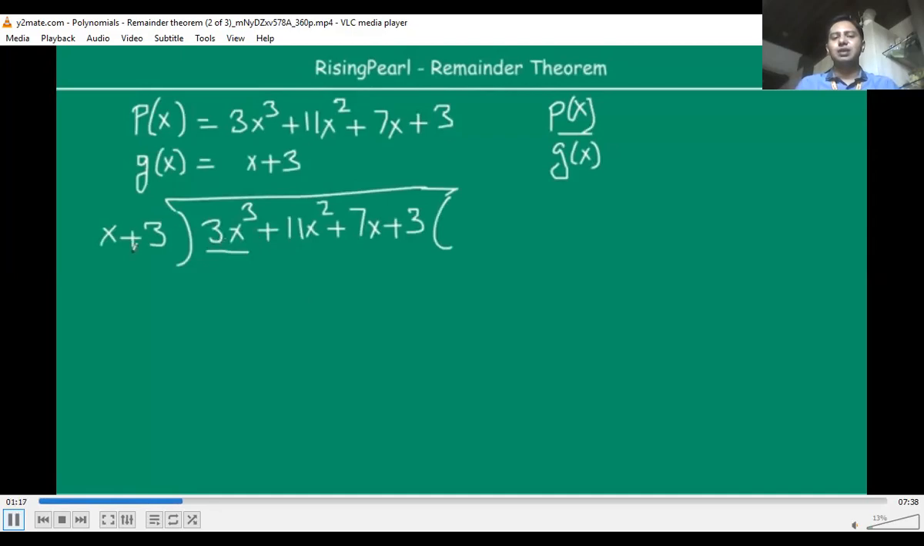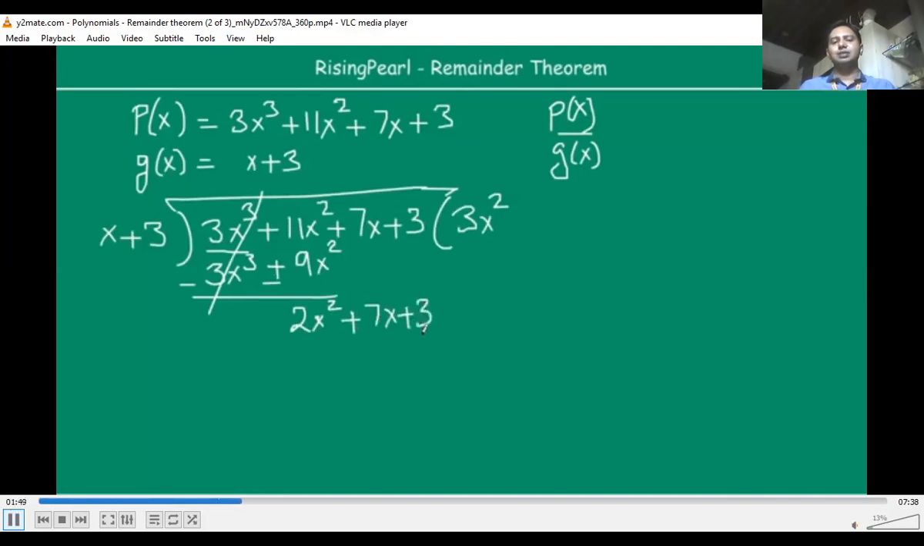Now the first term is 3x cube, and here the first term is x. So 3x cube by x will give you 3x square. This is the first term of the quotient. 3x square into x will give you 3x cube, and 3x square into 3 will give you 9x square. Since we are subtracting, we'll change the sign of 3x cube and 9x square. 3x cube minus 3x cube will become 0, and 11x square minus 9x square will give you 2x square, plus 7x and plus 3 as it is.